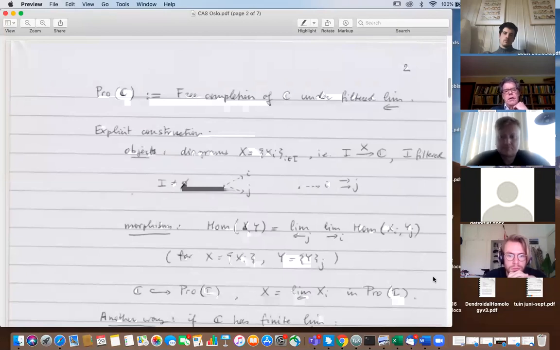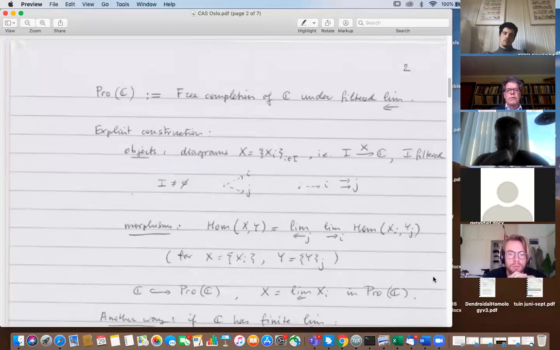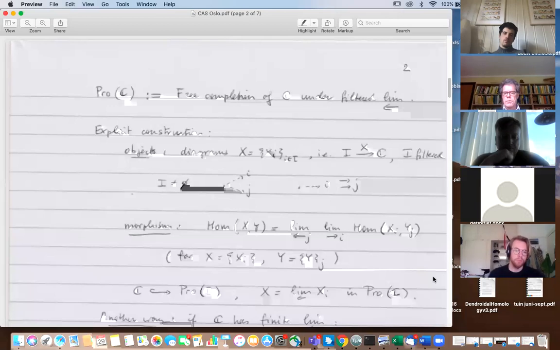Okay, now C is of course included in Pro of C because you can take for I the point. So it's a constant diagram. And under this inclusion, a diagram indeed becomes the inverse limit of its values. So that sort of explains that Pro of C is the completion of C under filtered inverse limits. And it has a universal property, which I didn't state.